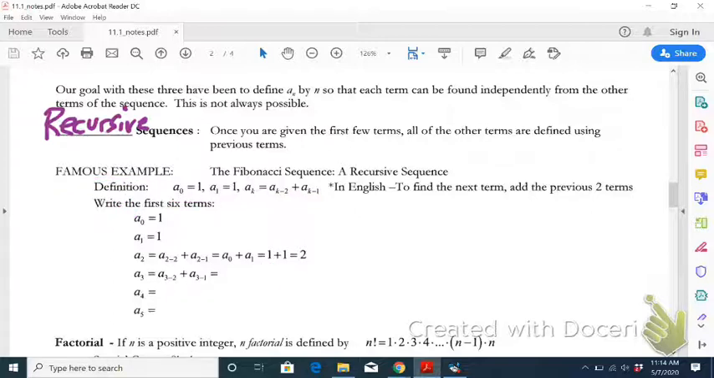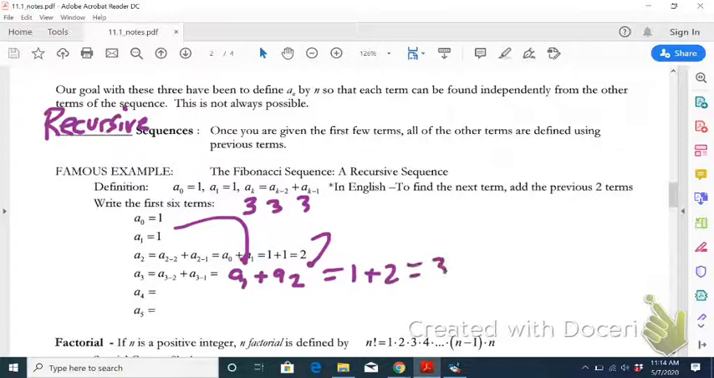Then a sub 3. A sub 3 would be a sub 3 minus 2 plus a sub 3 minus 1. So we literally just replace k with 3, and it simplifies down to a sub 3 is equal to a sub 1 plus a sub 2. Now I'm going to plug in a sub 1 right there, and a sub 2 right there, and I get 3.